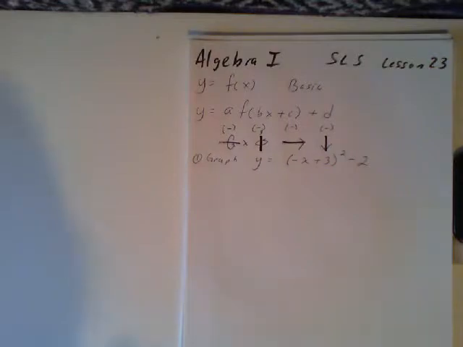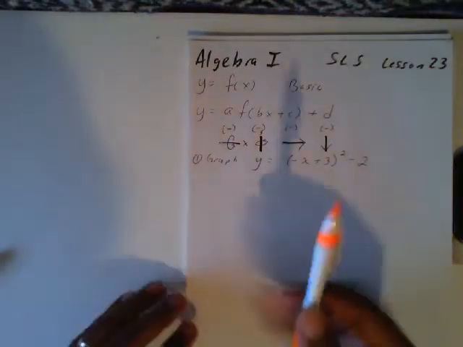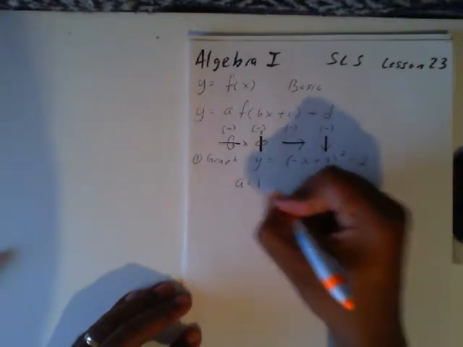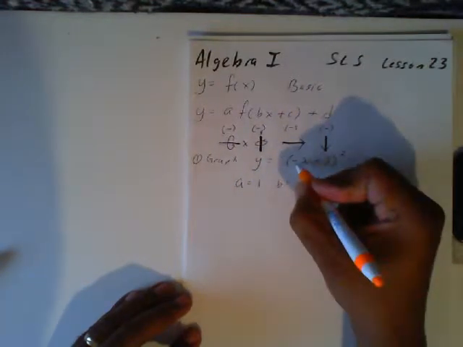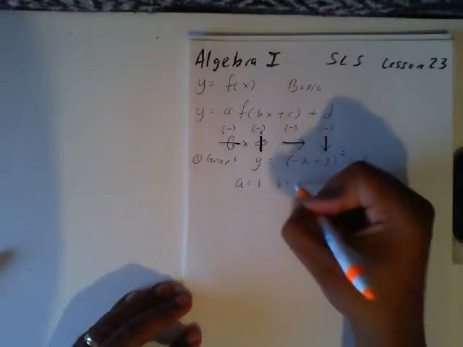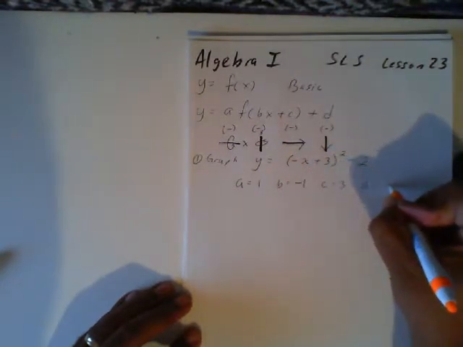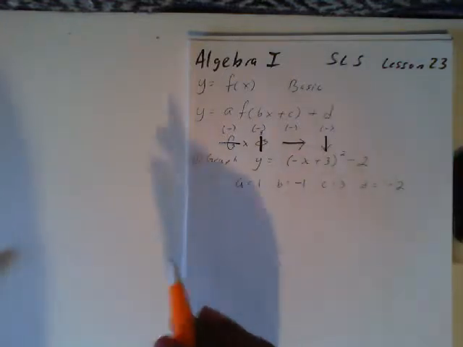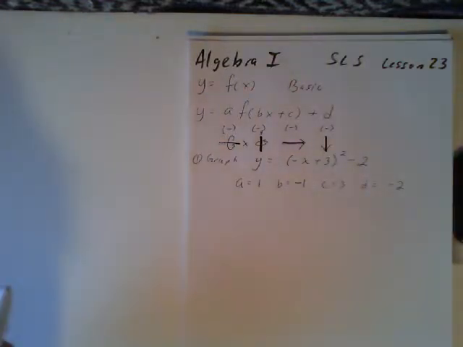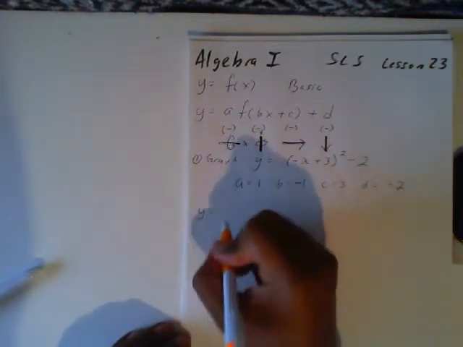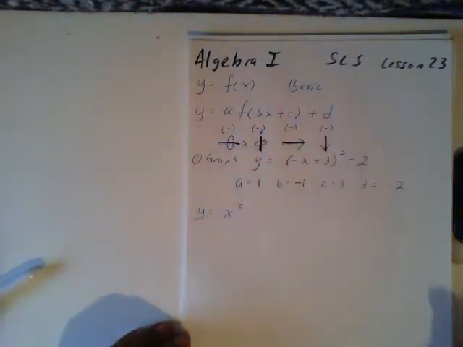So I'm going to identify for number one all the parameters. The A parameter is on the outside here, which is an understood 1. The B parameter here is the negative on the x, which is an understood negative 1. The C parameter is 3, and the D parameter is negative 2. Taking all the parameters off, we're left with the basic function. The basic function will be y equals x squared.